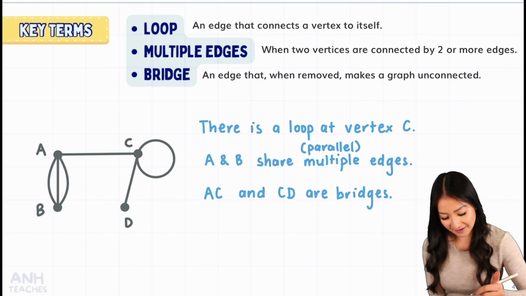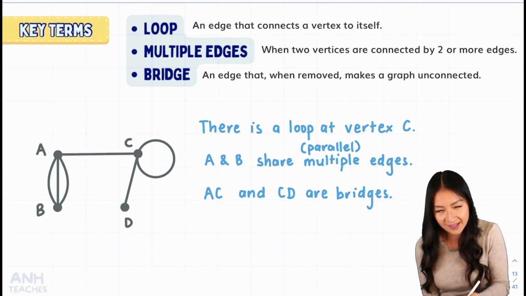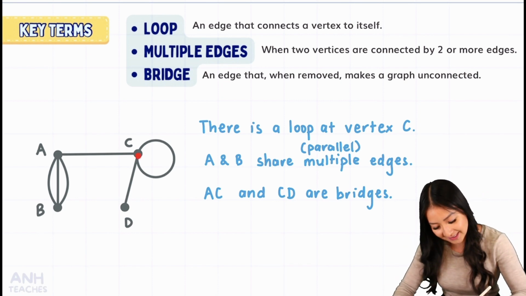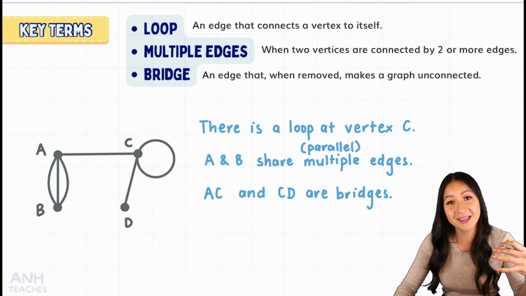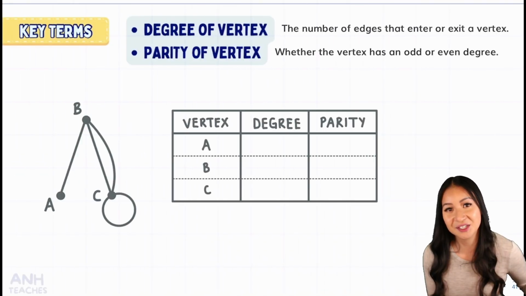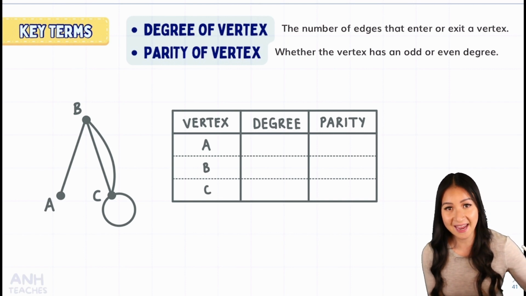So in my graph here, there are 2 bridges. The first bridge is AC because if I remove that edge, the graph becomes disconnected. And the second bridge is CD because again, if I remove that, it becomes disconnected. Now, the degree of a vertex is the total number of edges that are entering or exiting that vertex.